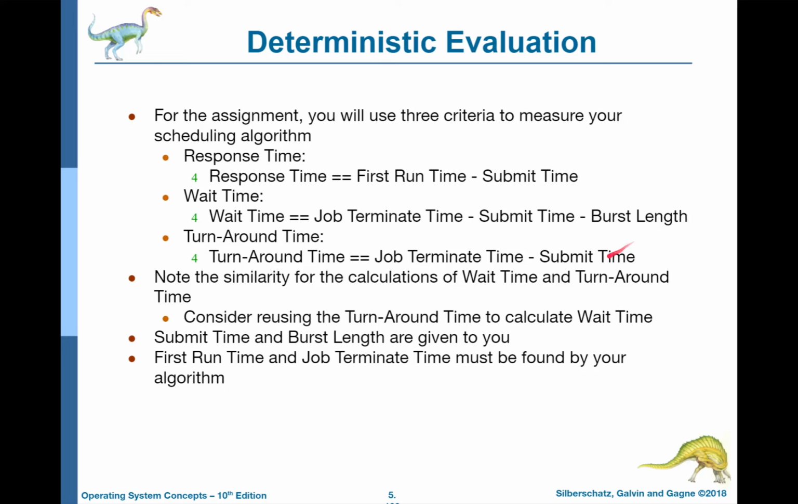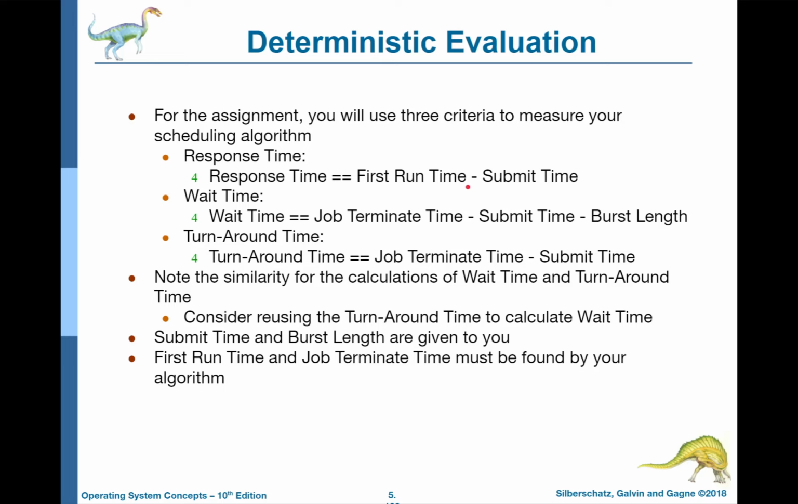Now do remember, submit time and burst length are values that are already provided for you for each job. So you do not have to write a simulator to generate these. Just simply take the input values that you're given. The two pieces of information you need to have is first run time. This is the time when the job first sees CPU time.